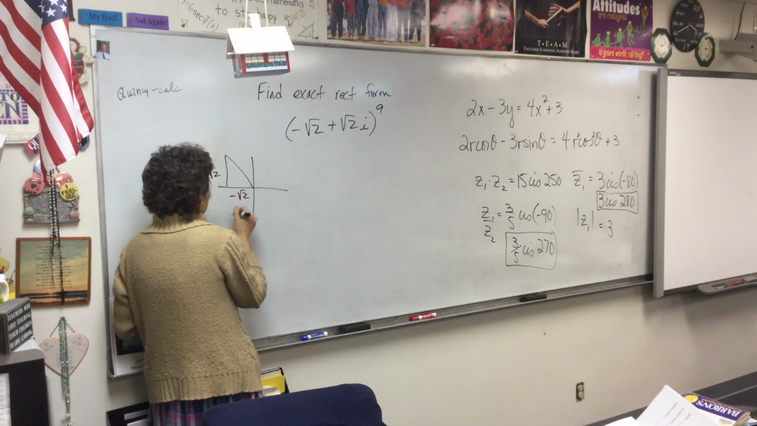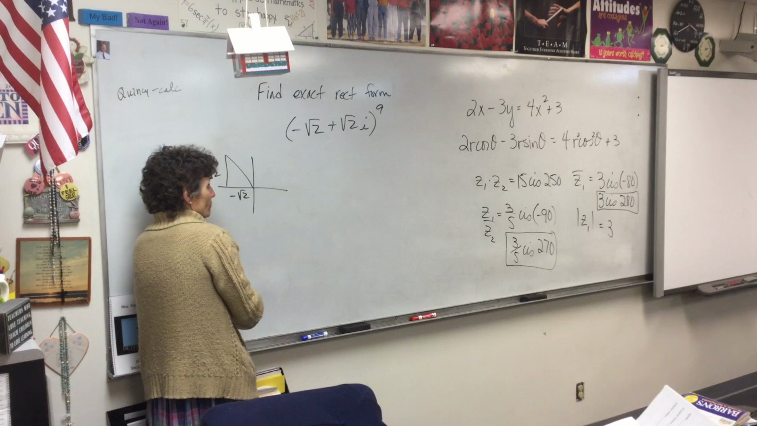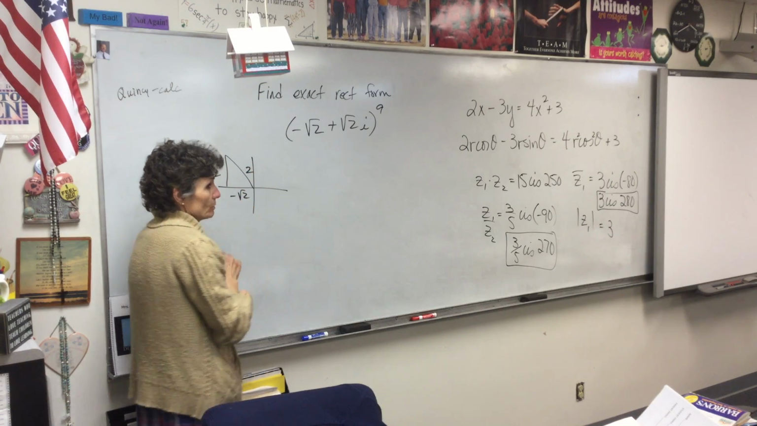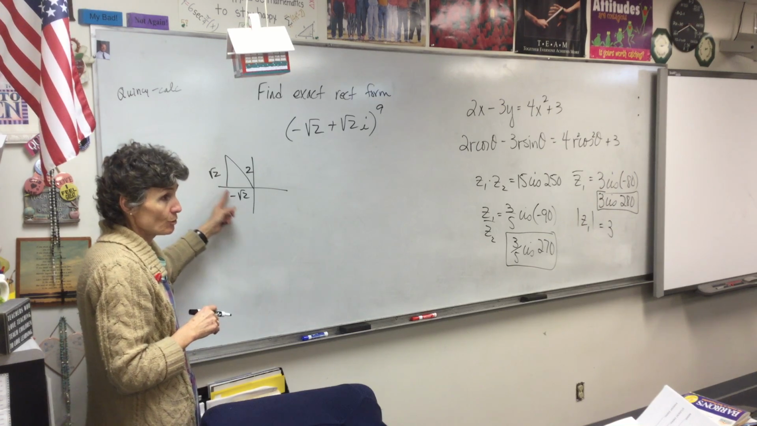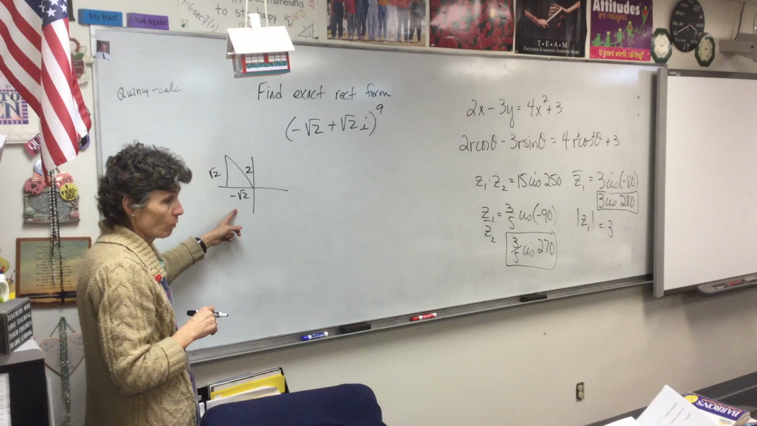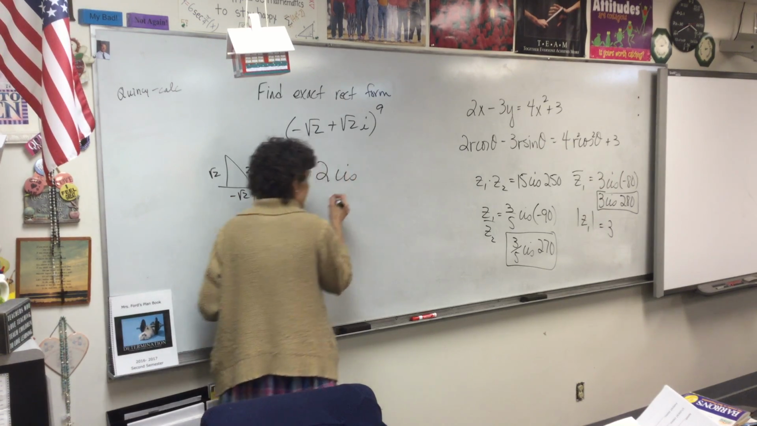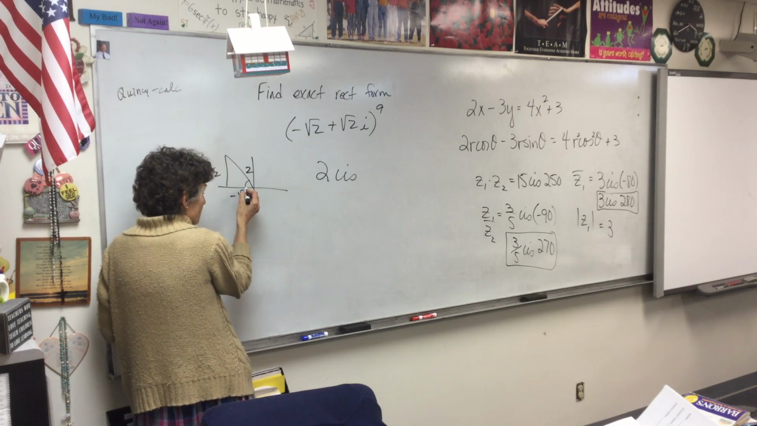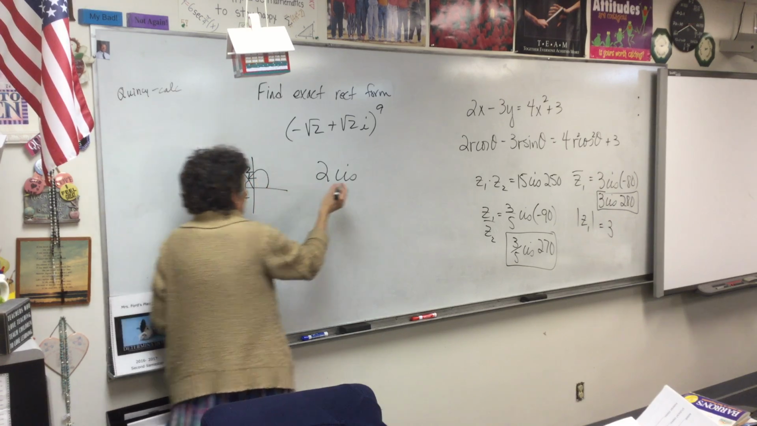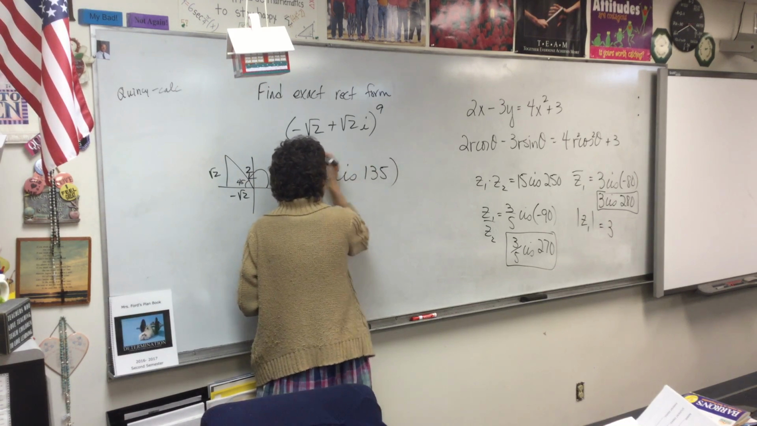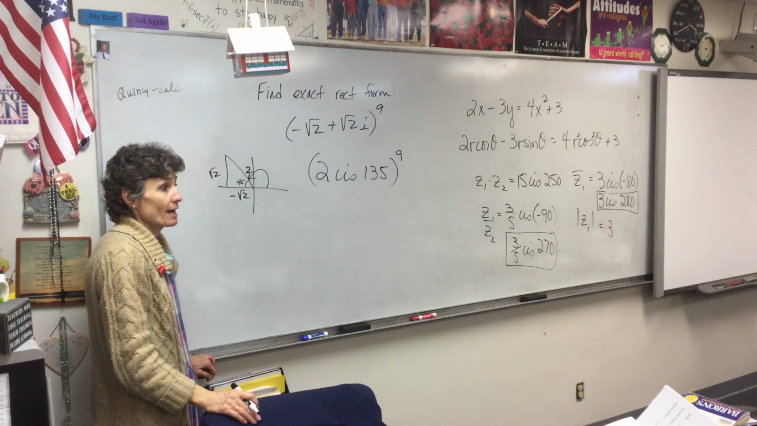So r is going to be 4. No, r is not 4. It'd be 2. r is 2. It's the square root of 4. You square that, you get 2. If you square that, you get 2. If you add them up, you get 4. And the square root of 4 is 2. So it's 2 CIS. All right, what's this? 45. So this is 135. And that's the number that you are going to raise to the 9th power.